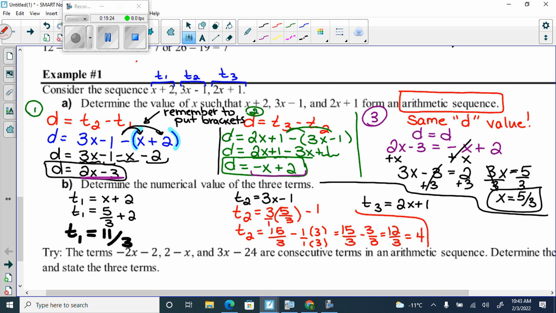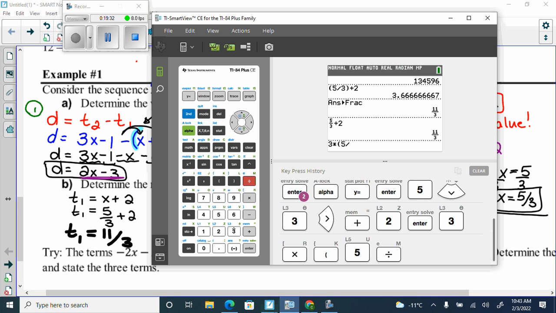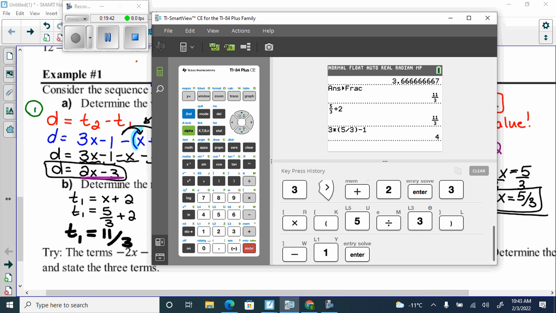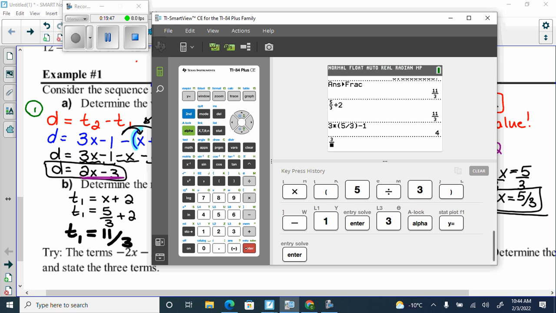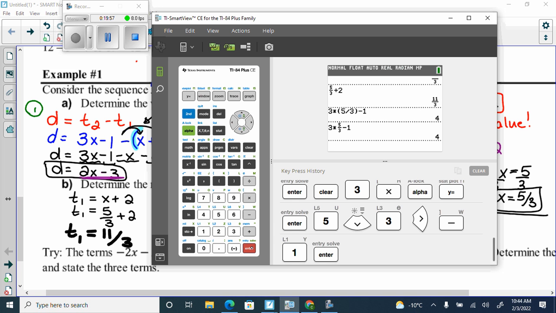3 times 5/3 minus 1. For the old calculators, you're going to go 3 times 5/3 minus 1. Every single time you have a fraction, you will put it in brackets. It's the only way your calculator knows it's a fraction. For the newer ones, 3 times alpha y equals enter, 5/3, minus 1. Okay.